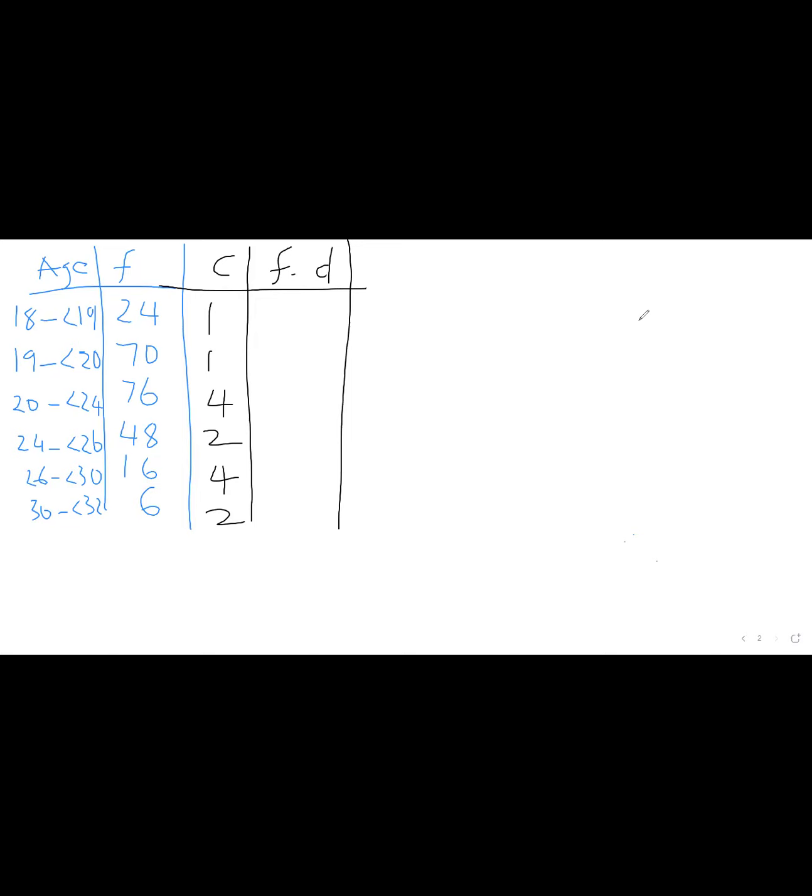Now the frequency density will be 24, 70. Now this becomes smaller. 76 by 4 is 19? 19. Okay. I beg your pardon on why we are putting 1 and not 2.